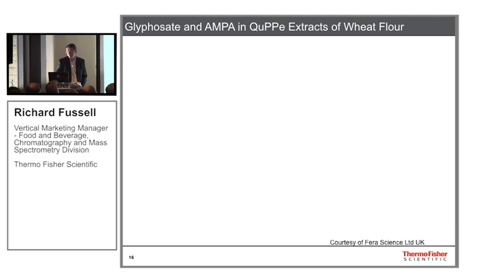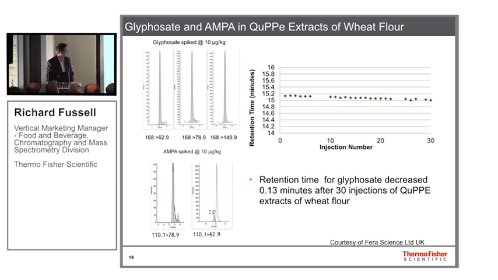But we can look at this in more detail by looking at some extracted ion chromatograms. This is glyphosate and AMPA in QuPPe extracts of wheat flour. This is glyphosate at 10 ppb concentration in a cereal extract. We got quite nice signal to noise, and we have three transitions. You could argue that water loss is obviously not a very specific transition. For AMPA, it's a little bit more tricky. We don't get such good sensitivity, and the peak shape is not quite as good. So again, AMPA is a little bit more difficult.